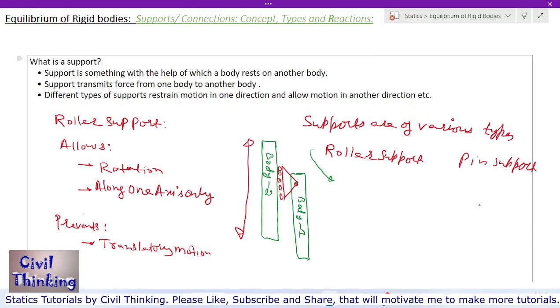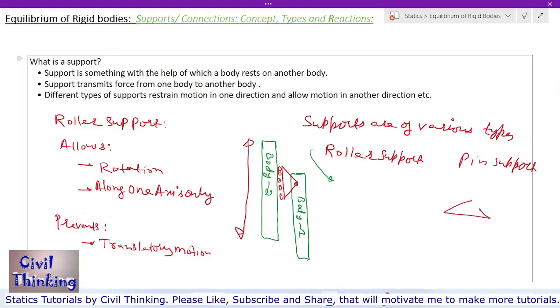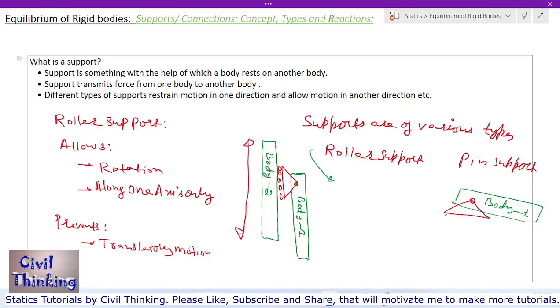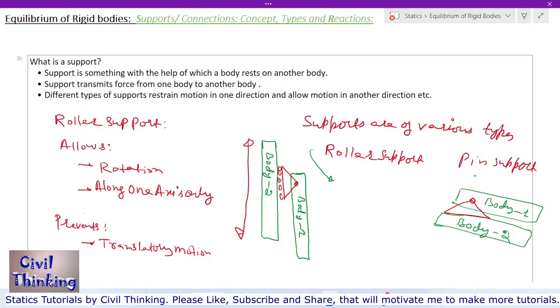Now let us talk about another support, that is pin support. Pin support is something like this. We only have a pin here, and body one is connected to it like this. This is body one, and it is sitting on body 2. The pin support only allows rotation at this point. It does not allow any translatory motion, only rotation.